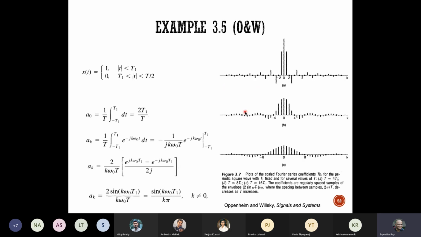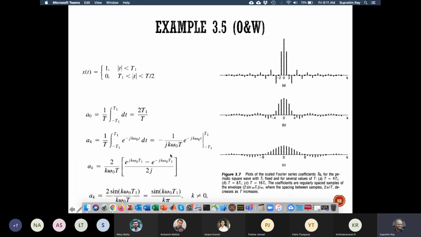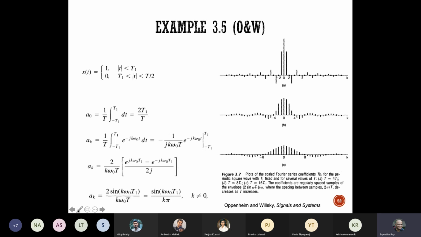And actually it turns out this can be thought of as samples of a continuous function, which is given by this here, 2 sine omega T1 by omega. It's a continuous function of omega, and you're just sampling it at k omega naught, where k goes from 0, 1, 2, 3, 4, 5, 6, 7, 8. This comes right from this formula.